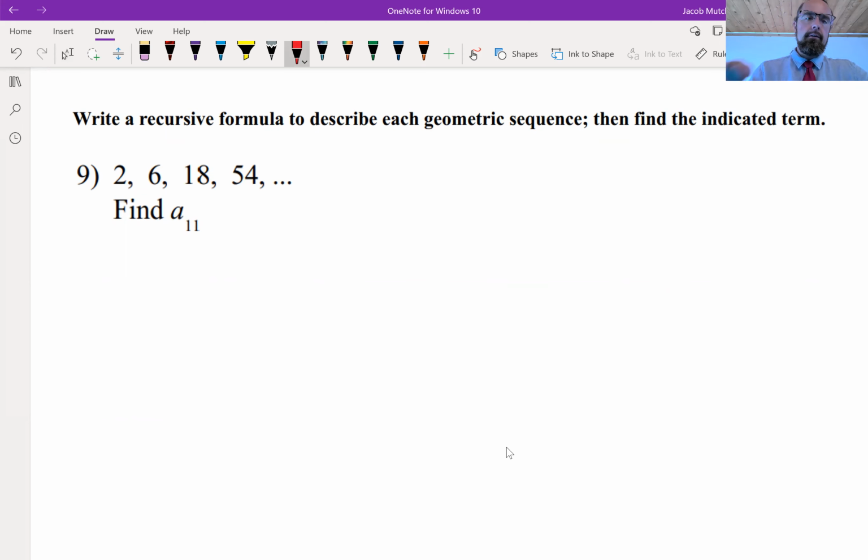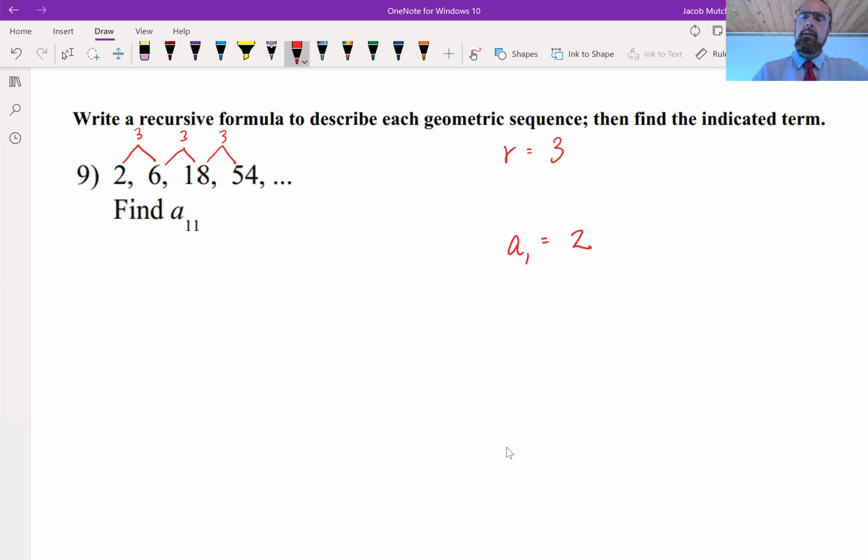So I can find the growth rate first, same way that we've been doing. I'm going to divide the second term by the first. 6 divided by 2 is 3. And then to see if that's common, I'll divide the next pair. 18 divided by 6 is 3. And similarly, 54 divided by 18 is 3. So my r value is 3. And really, all I need is a sub 1. That's going to be my first term, 2.